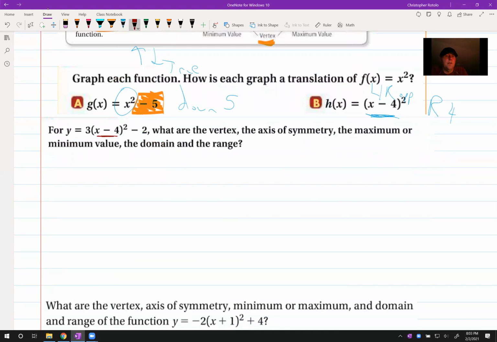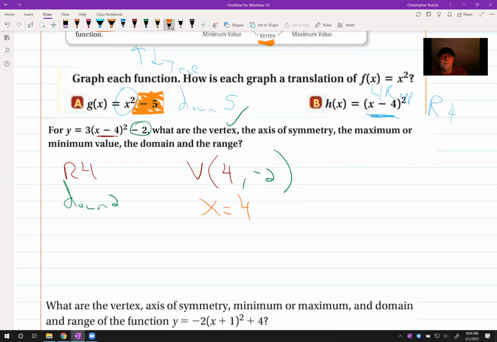So I'm going to look in here. It says -4, so I know I'm going to go to the right 4. So that means the vertex is at +4 to get started with. The -2 means down 2 units. That's -2. All right, so that takes care of the vertex. The axis of symmetry, so that means I'm going to do x equals the x value of 4.